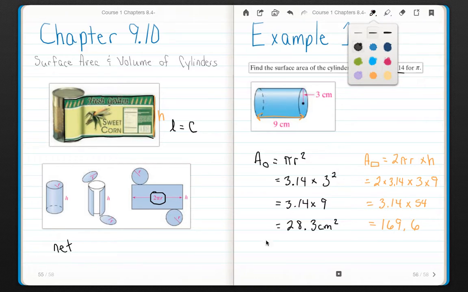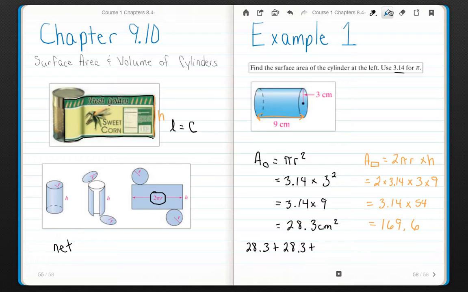So now I need to take the surface area of the top, 28.3, plus the surface area of the bottom, 28.3, plus the surface area of the rectangle, 169.6, and I'm going to get a surface area of 226.2 centimeters squared. So when you're finding surface area of 3-dimensional figures, you need to find the surface area of all of its pieces and then add those pieces together.